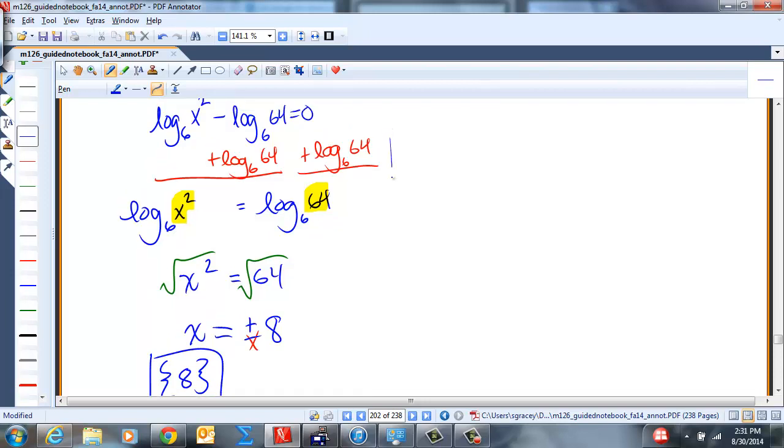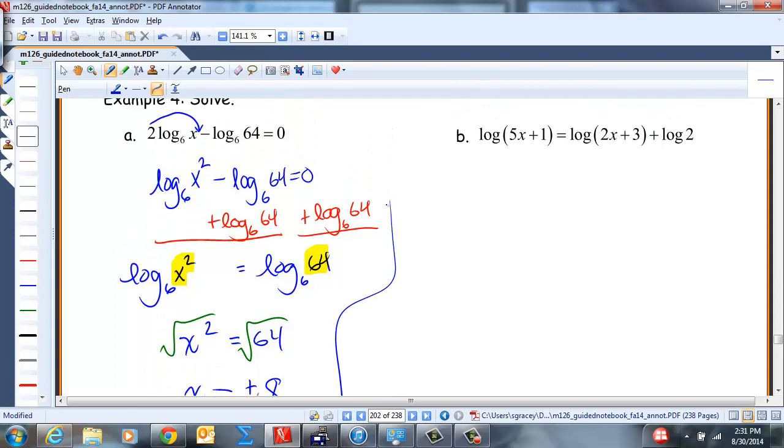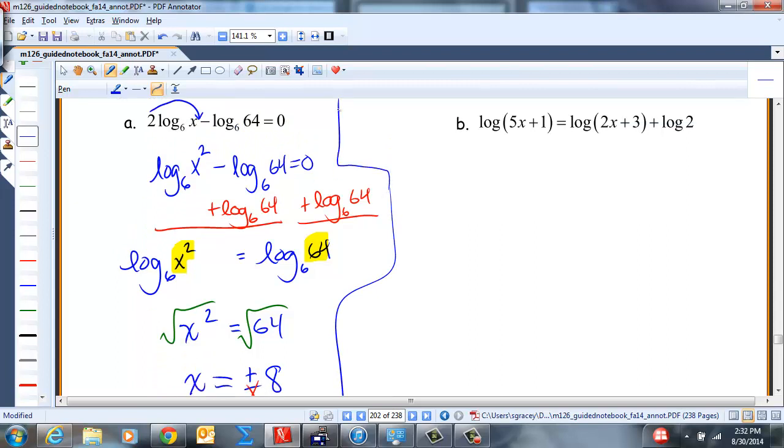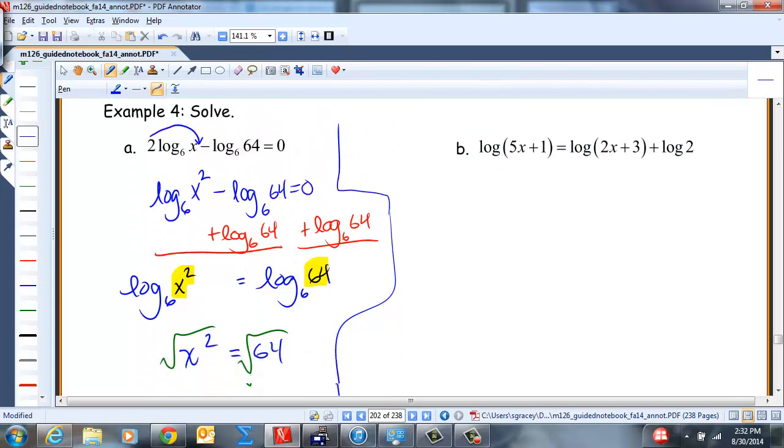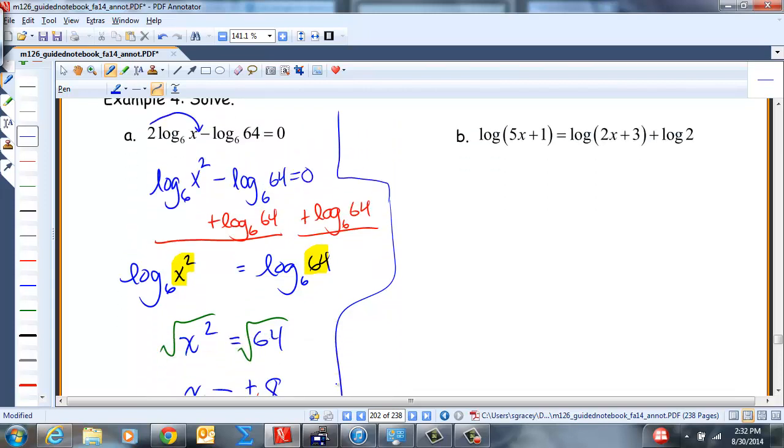All right, so the next problem we have is this guy. So here we go. They all are common logs. So let's just leave the one on the left alone. And this guy, it's a sum of 2 logs with the same base. So we can write it as the log of the product.